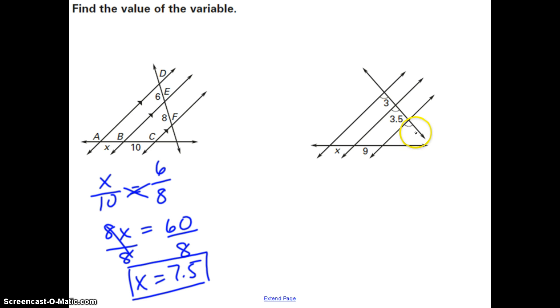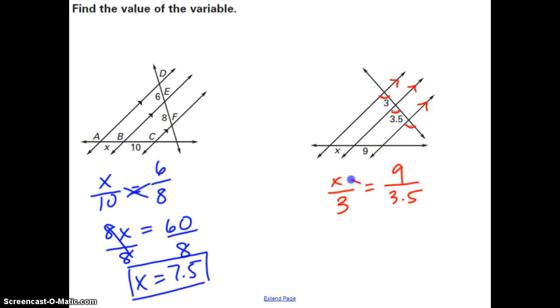In this problem, we're not told directly that the three lines are parallel. However, when you look at these corresponding angles, the converse of the corresponding angles postulate tells us that we can say that these three lines are parallel. Since they're parallel, we can use a proportion to solve for x, and this one I want to set up differently than our first one. We can set up x over the corresponding side 3 is equal to 9 over the corresponding side 3.5.